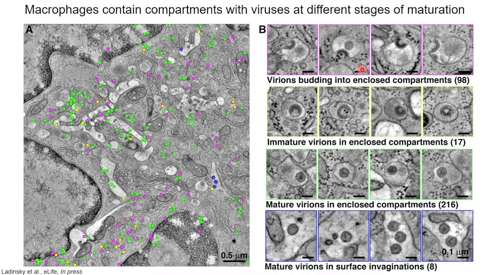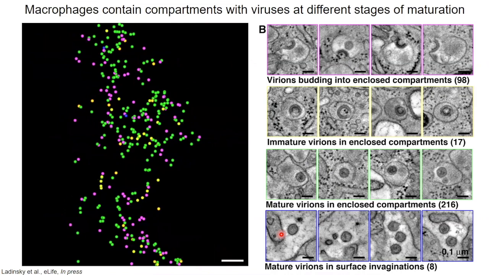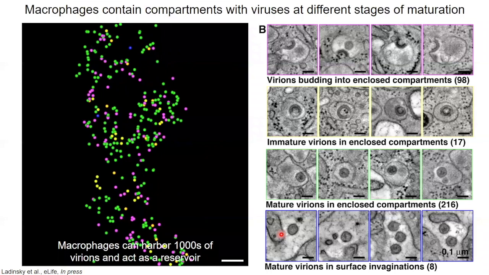We found virions budding, in magenta, into enclosed compartments. We found immature virions within enclosed compartments in yellow. We found mature virions in green in enclosed compartments. And in blue, we saw mature virions contained within surface invaginations. This is just to model all of these in 3D. If we extrapolate this to the entire volume of the cell, we quantify that there are greater than 11,000 virions contained within the cell.